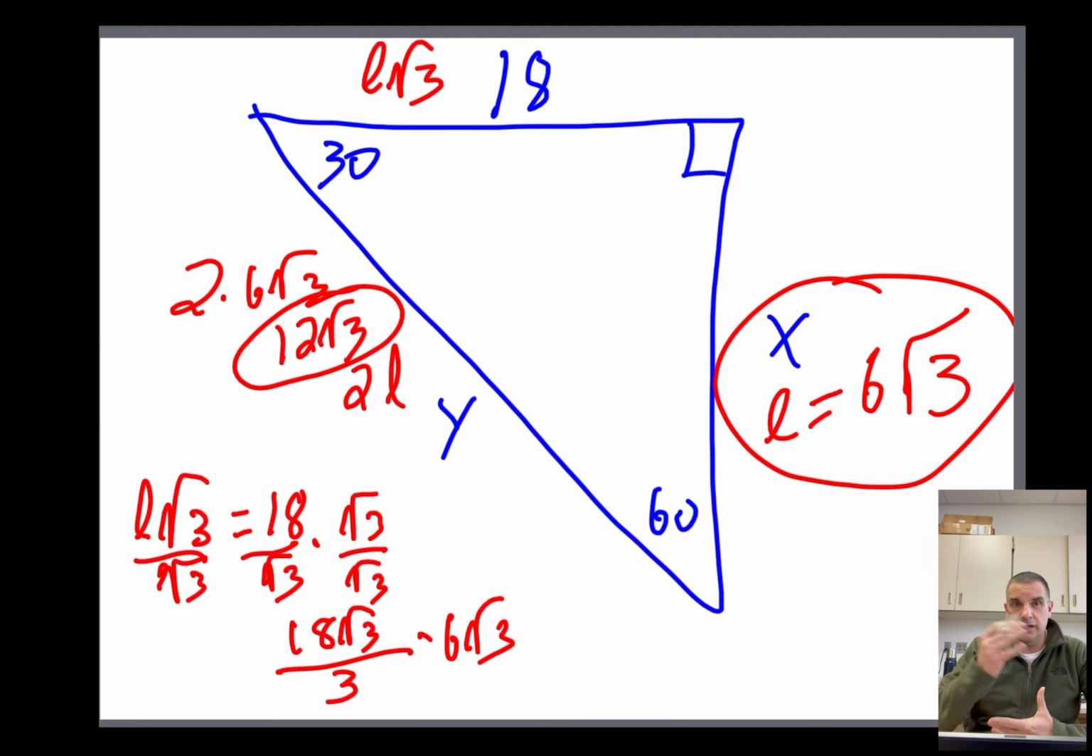And that's with the 30, 60, 90. And again, just quick ways to kind of manipulate yourself around the problems.